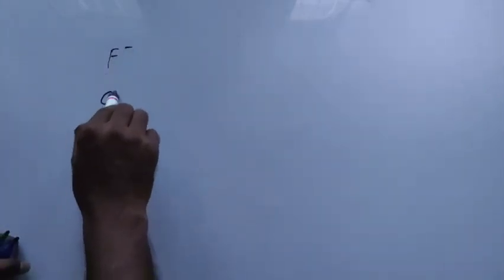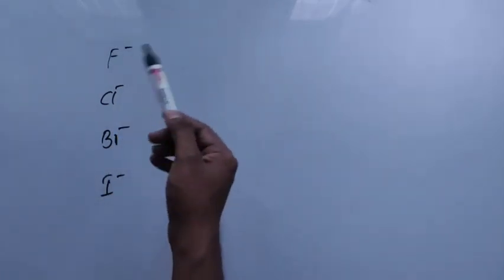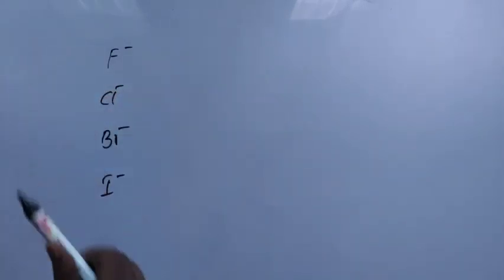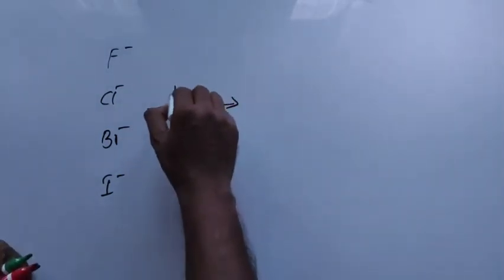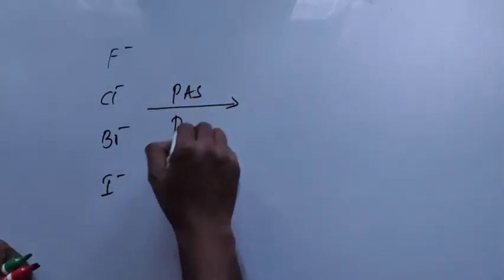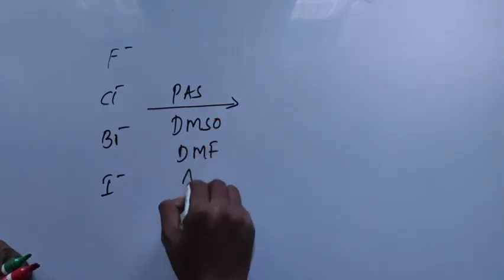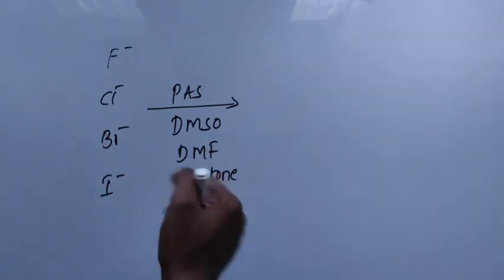Consider fluoride ion, chloride, bromide and iodide, and instead of protic solvent, now they are present in polar aprotic solvent. What are polar aprotic solvents? Like dimethyl sulfoxide, dimethyl formamide and acetone. These are a few examples of polar aprotic solvent.